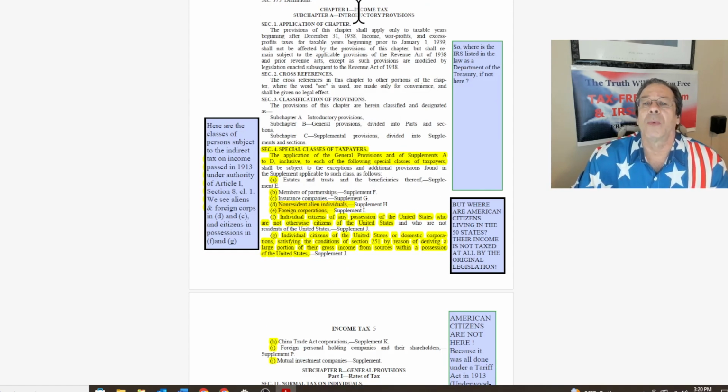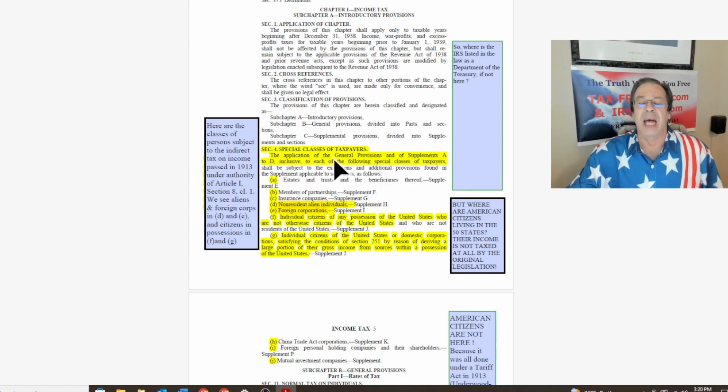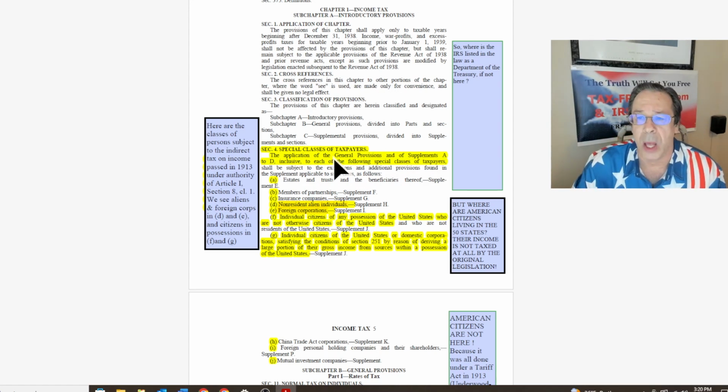Okay, down here, Chapter 1, Income Tax, Subchapter A, Introductory Provisions, Cross-references, Classifications. 4, Special Classes of Taxpayers. The application of the general provisions under Supplements A to D inclusive to each of the following special classes of taxpayers shall be subject to the exceptions and additional provisions found in the supplement applicable to such class as follows. So here we go. These are the classes of persons subject by law to the payment of the income tax.